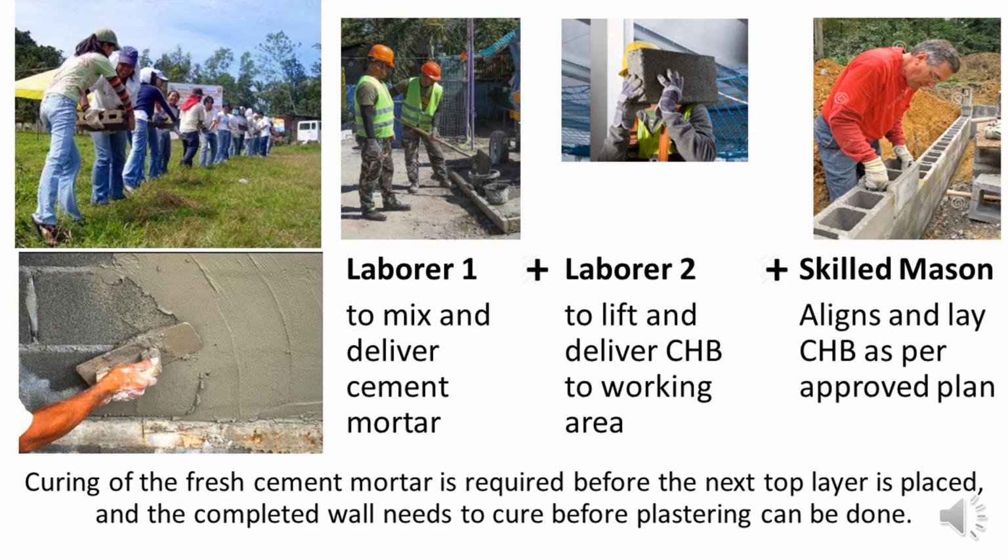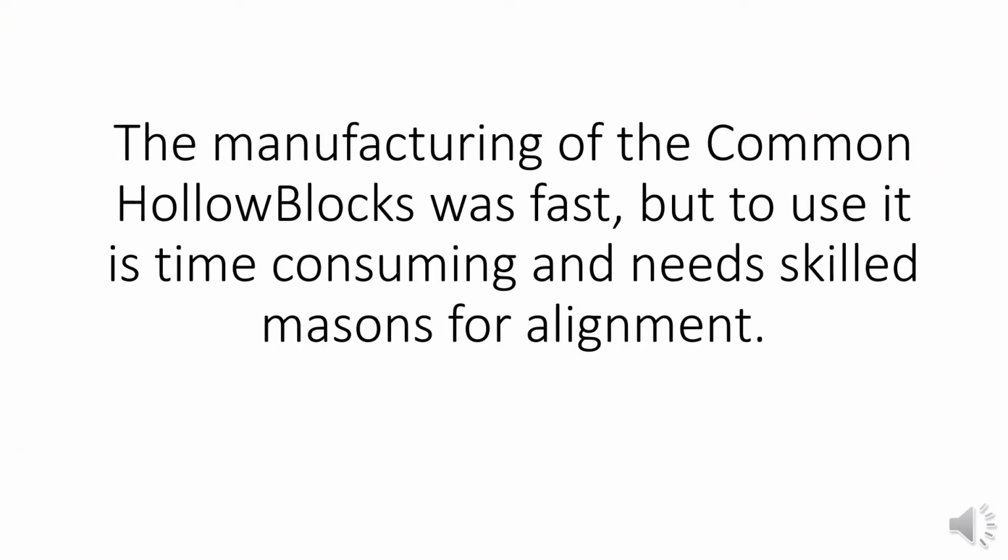Laborer 1 mixes and delivers cement mortar, Laborer 2 lifts and delivers CHB to the working area, and we have a skilled mason that aligns and lays CHB as per approved plan. Curing of the pressed cement mortar is required before the next top layer is placed, and the completed walls need to cure before plastering can be done. The manufacturing of the common hollow blocks was fast, but using it is time-consuming and needs skilled masons for alignment.